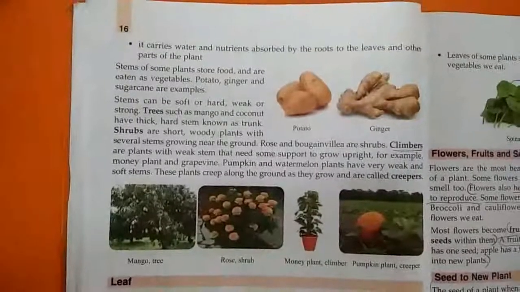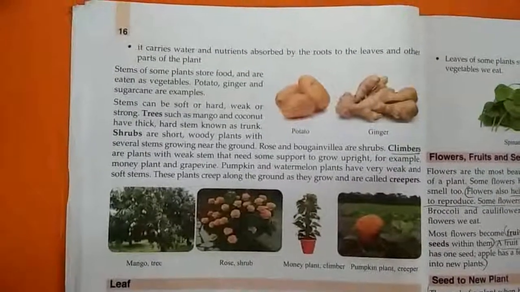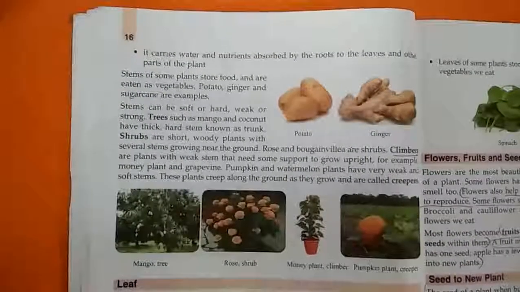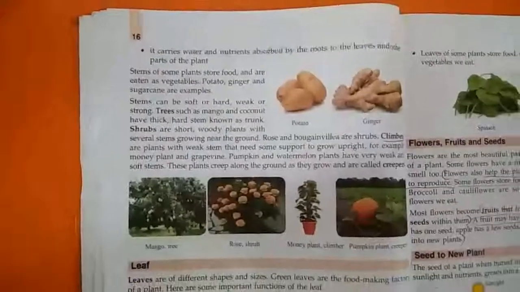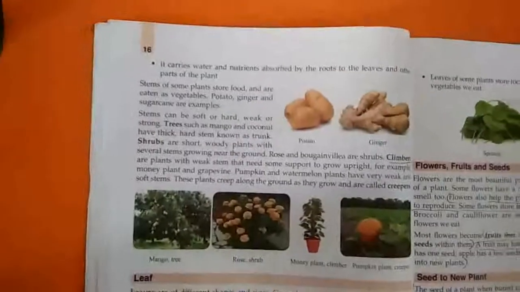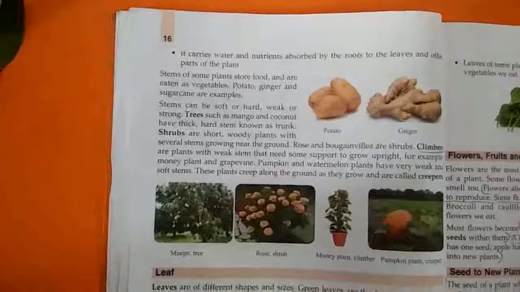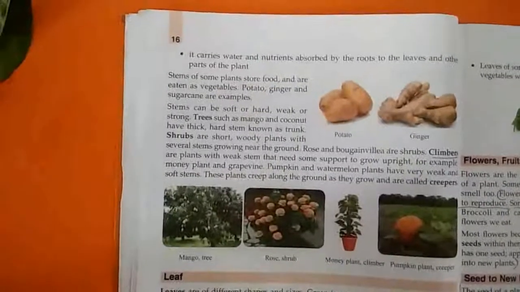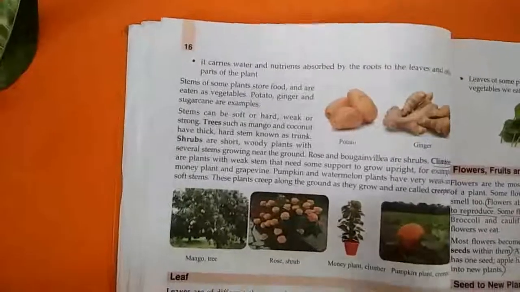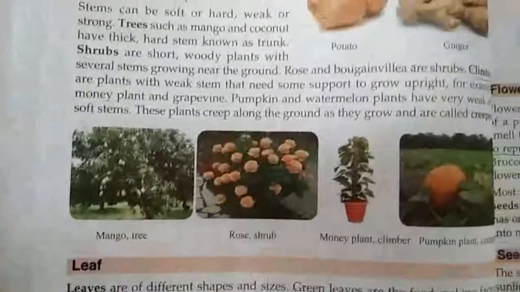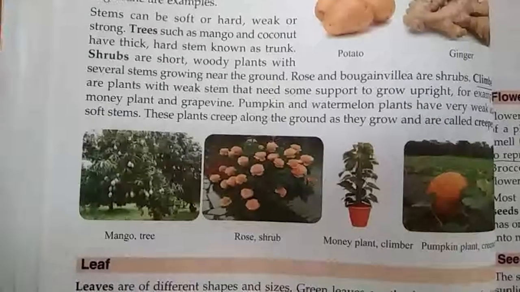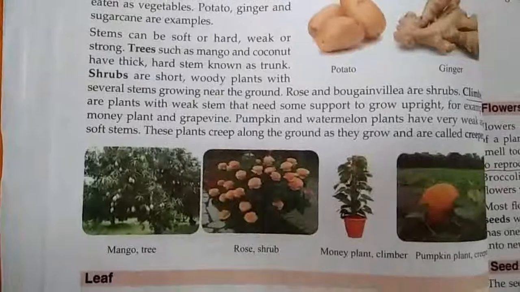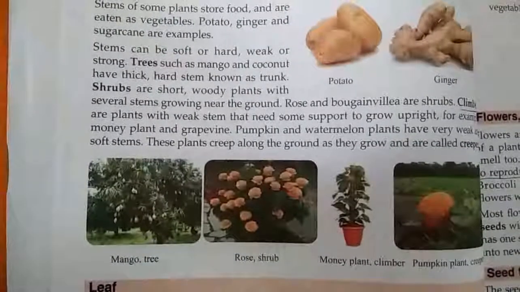Stems may be of different types like hard, woody, soft, weak or creepers. Hard and woody stems you can see in trees, and brown and some soft stems are observed in some bushes, whereas pumpkin and watermelon have weak stems. In pumpkin and watermelon, what are these? These are creepers. These stems are very weak, but trees have strong stems and shrubs have soft stems.